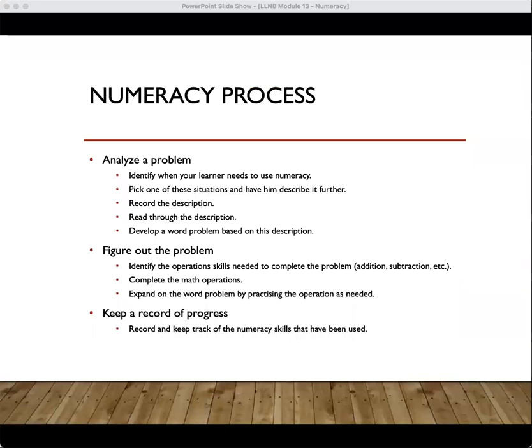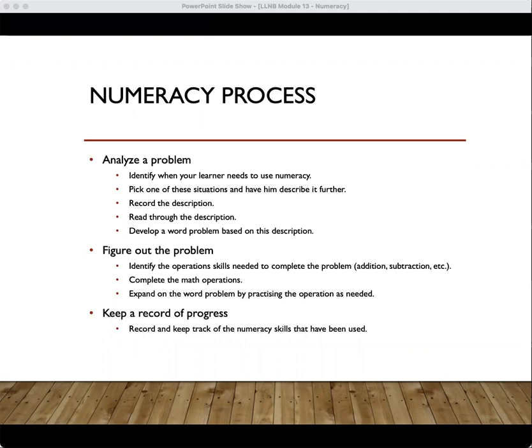It can benefit adult learners to see numeracy problems in their everyday situations and understand how to take that information to create meaningful learning opportunities. One way that tutors can help with this is by following a process like the one here. Analyze a problem. To do so, you're going to identify when your learner needs to use numeracy. Pick one of these situations and have him or her describe it further. Record that description, read through the description, and then develop a word problem based on this description.